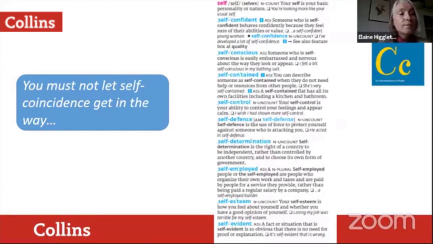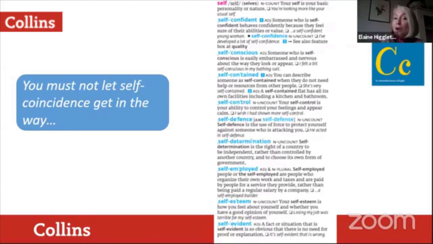They will find out the term self-coincidence. Okay, that's one answer. They will not find the term self-coincidence. Absolutely, they will not. It's not there. Well done. It doesn't exist. Now, I know this isn't a fully comprehensive dictionary of English with absolutely everything in it, but it's not there. It doesn't exist.